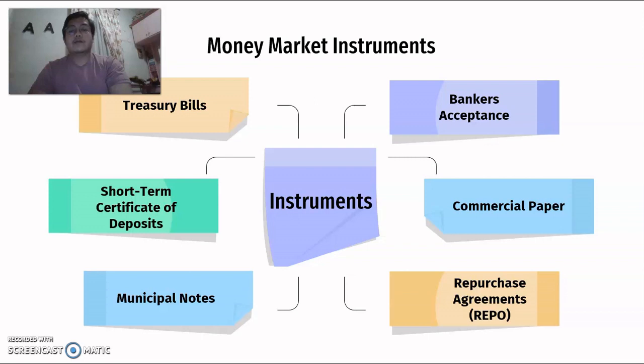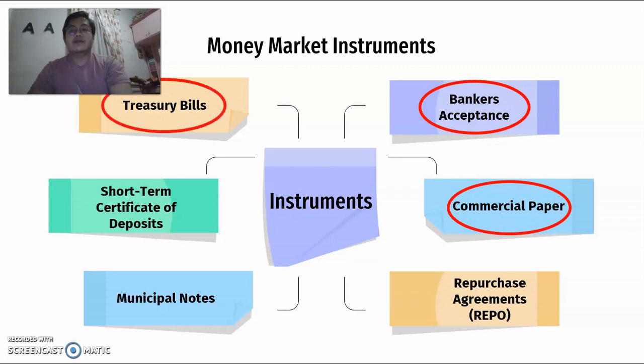These are some of the examples of the instruments that are available in the money market, which are treasury bills, bankers' acceptance, short-term certificates of deposit, commercial papers, municipal notes, and repurchase agreements or repo. But our group will be focusing on bankers' acceptance, commercial paper, and also treasury bills.